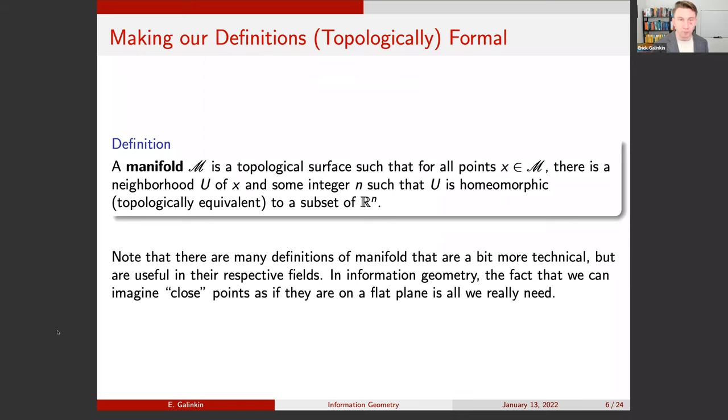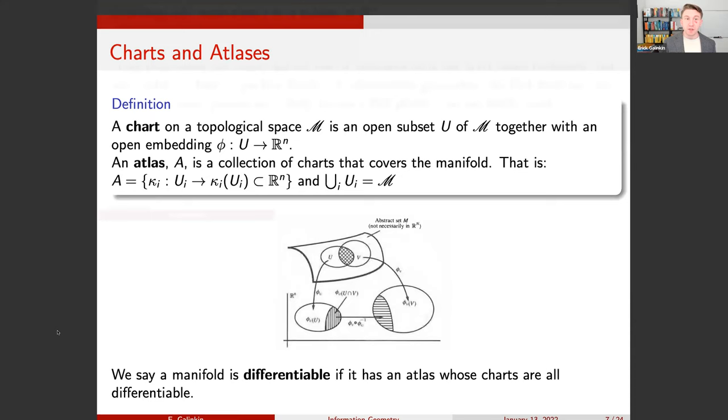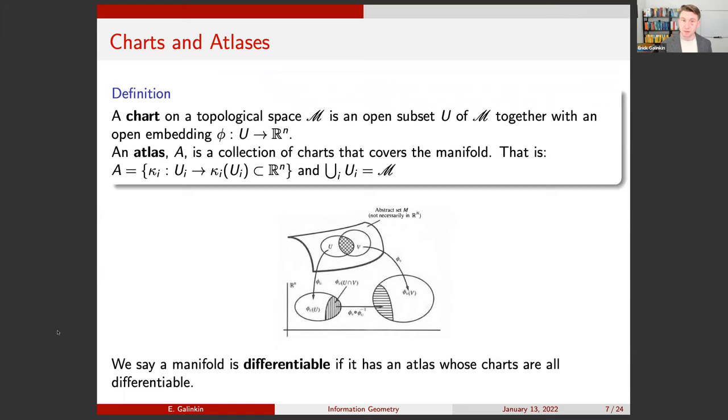So there is this notion in manifolds of charts and atlases. So you have a manifold M, and a chart is just an open subset of M with an open embedding phi that maps that subset onto Rn. So this is your ability to put, I'm going to get to that.